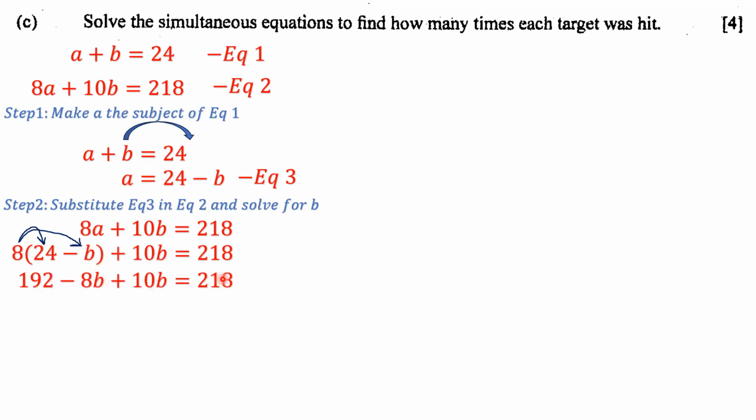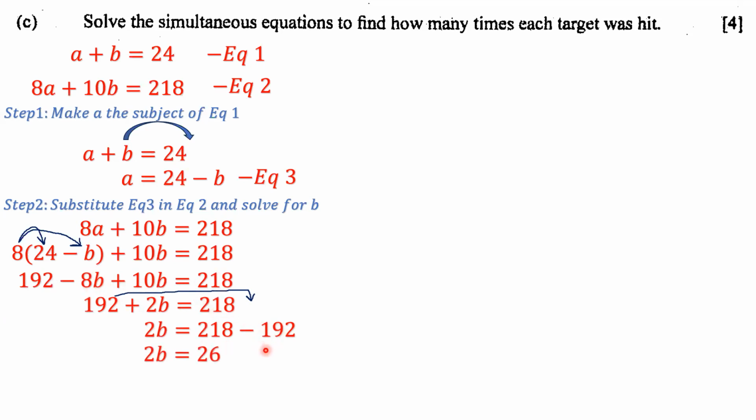Next up, what are we going to do? We're going to add negative 8B plus 10B, which is equal to 2B. And so we have 192 plus 2B is equal to 218. Now we're going to send the 192 over the equal sign. So we have 2B is equal to 218 minus 192. 218 minus 192 is equal to 26. So now we have 2B is equal to 26.